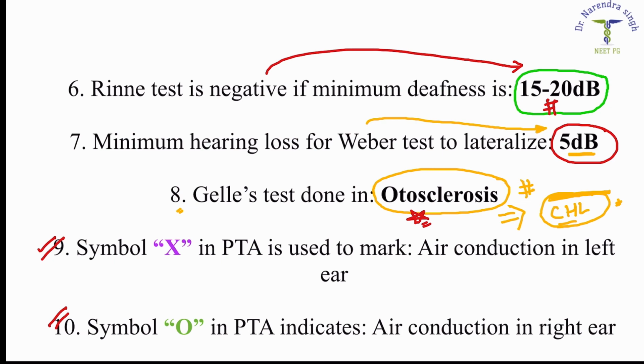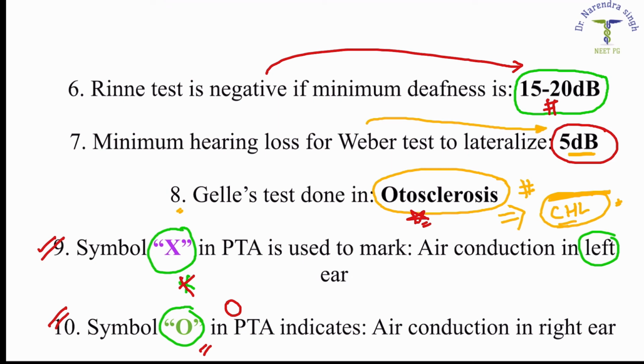First we will do the left ear. For the left ear, the symbol X, or cross, in the PTA is used to mark the air conduction in the left ear. Air conduction in the left ear uses the symbol X, and air conduction in the right ear uses the symbol O. For the right ear we use the symbol O, or we can say 0, and for the left ear we use the symbol X.